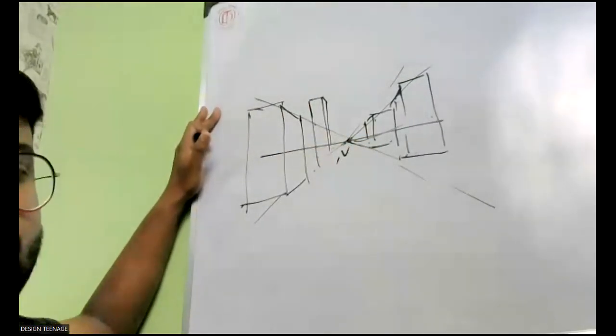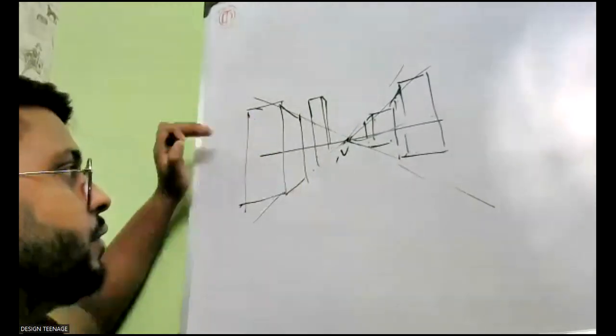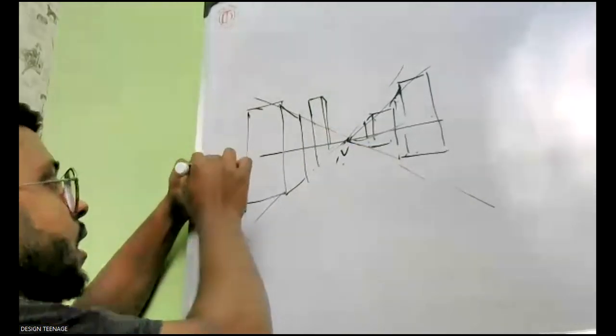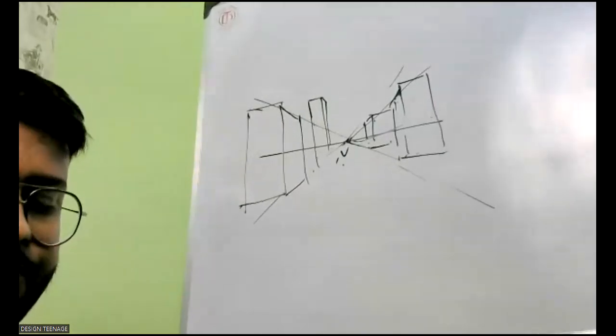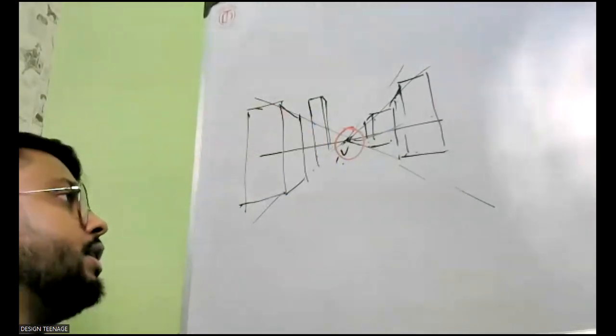So it means you are able to see one dimension of the objects. Okay. In 1 point, it's one view. This is all about 1 point perspective. This is known as the vanishing point. Wait, I will use the red color pen. This is the vanishing point from where it originates.